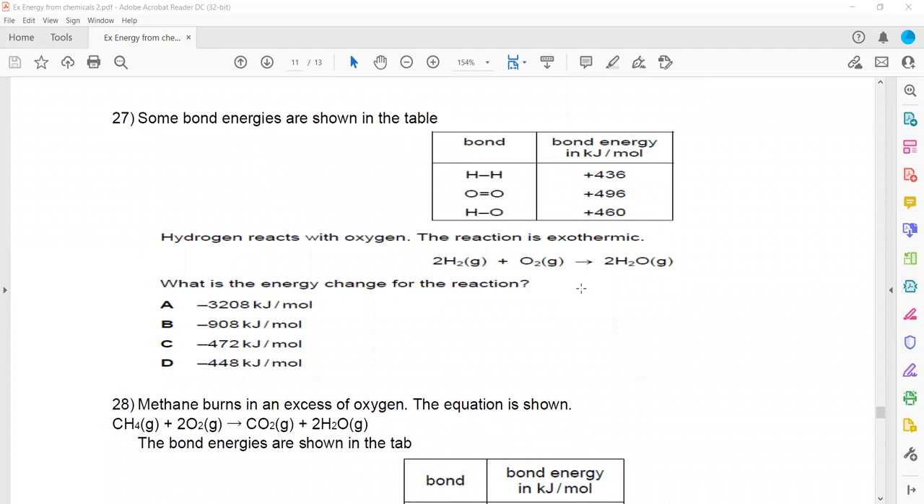Another question. So you will find the same pattern is there, and we calculate the same way. It's always the bond breaking minus bond forming, which gives us the energy change. So what is the energy change? To get the energy change, the equation is given. When the equation is given, the first step is to represent the bonds.